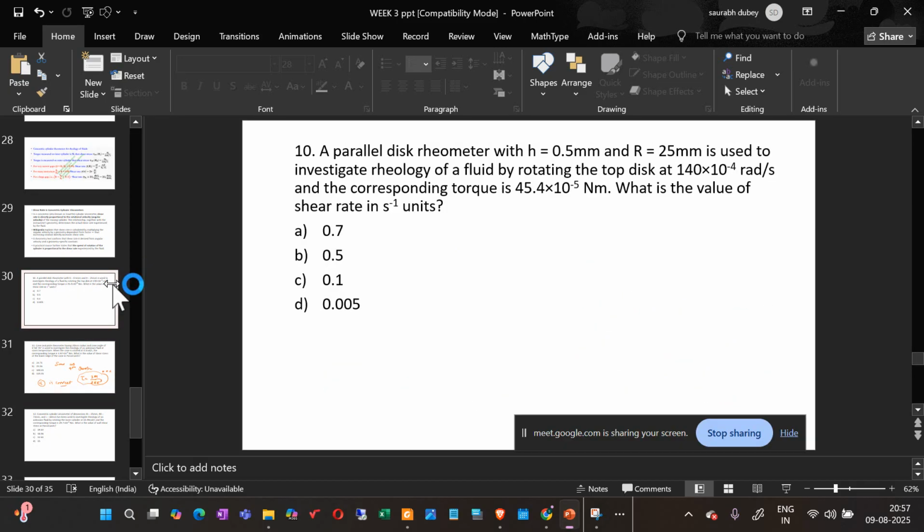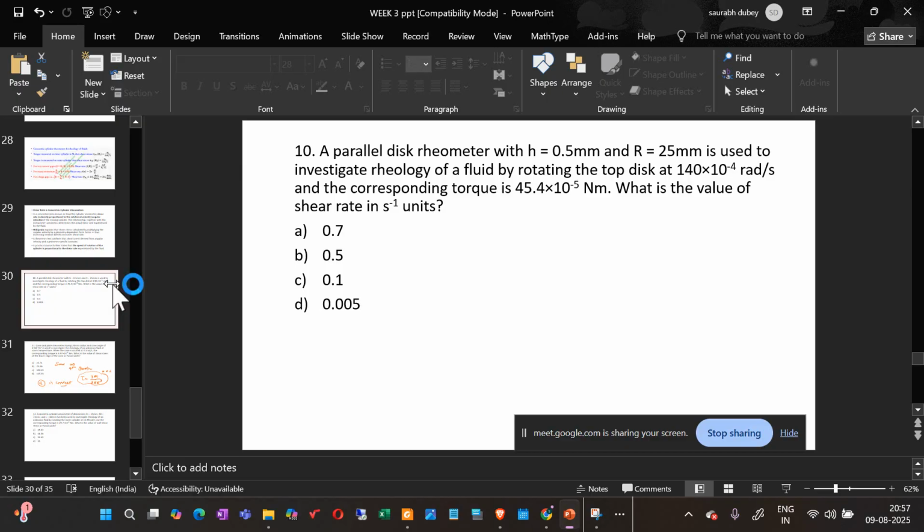A parallel disc rheometer with H 0.5 mm and R 25 mm is used to investigate the rheology of the fluid by rotating the top disc at 140 into 10 to the power minus 4 rad per second, and the corresponding torque is this. What is the value of shear rate? So this question also we have had some discussion about, but I will just give you a hint about the same question which will help you to solve it, right?